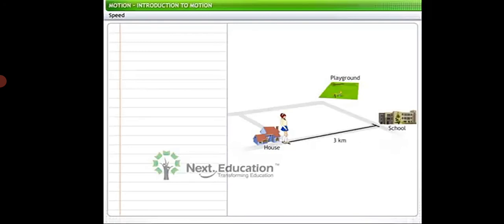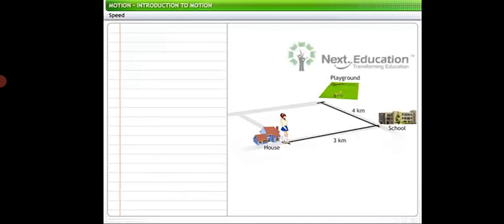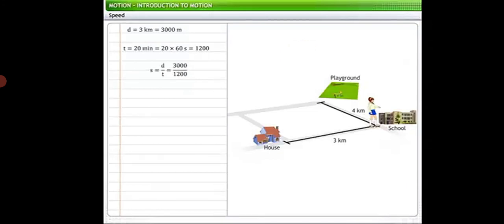Mary's school is 3 kilometers away from her home and the playground is 4 kilometers away from the school. If Mary walks to school from home in 20 minutes, her speed can be calculated as 3000 divided by 1200, which is 2.5 meters per second.